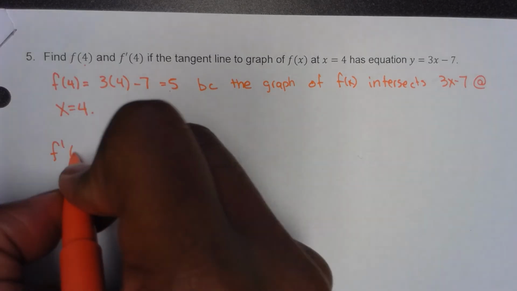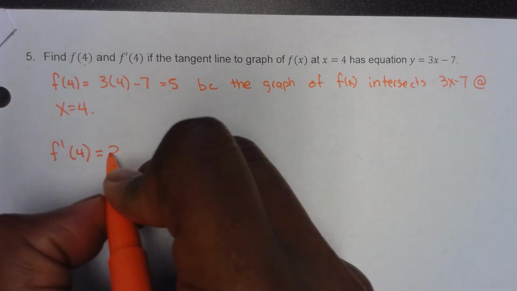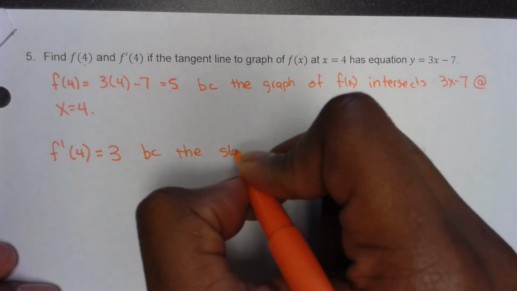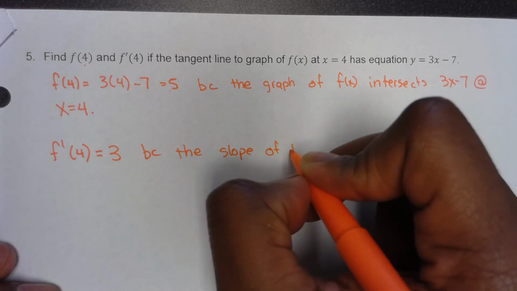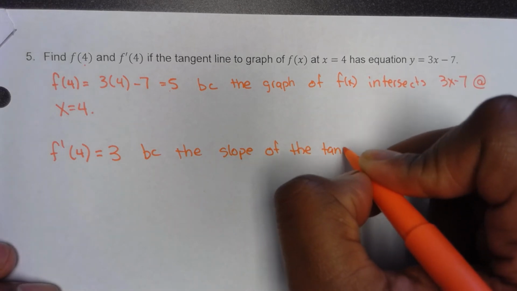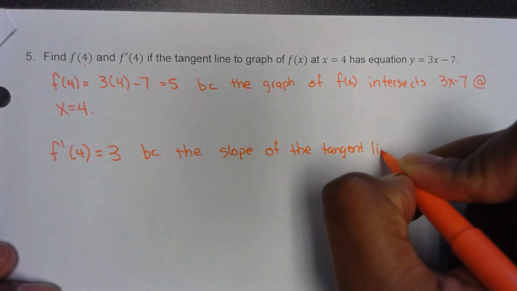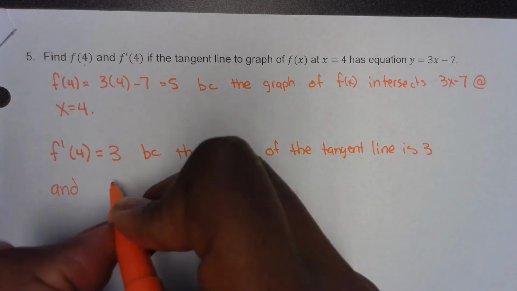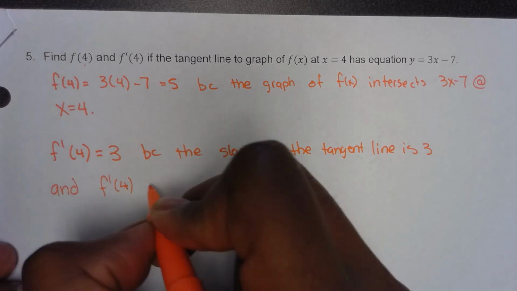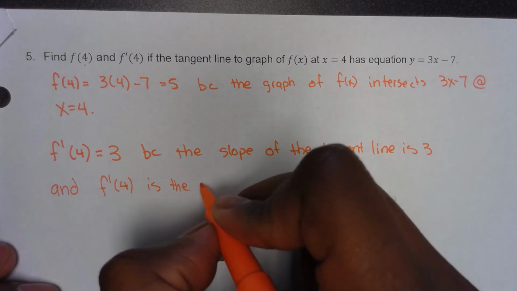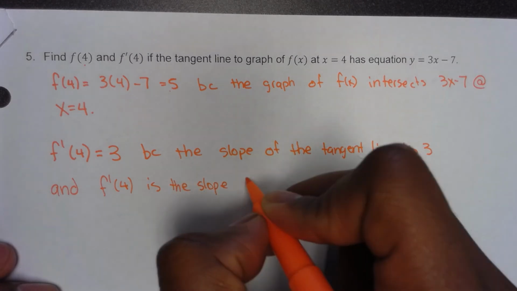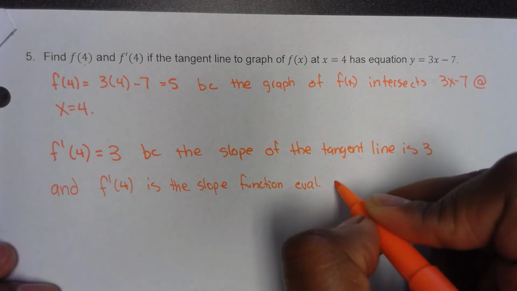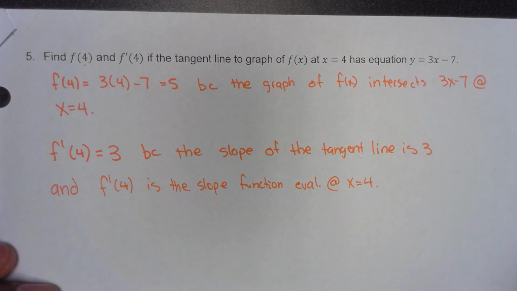We know that the derivative evaluated at 4 has to equal 3 because the slope of the tangent line is 3, and f prime of 4 is the slope of the function evaluated at x equals 4. That's it.